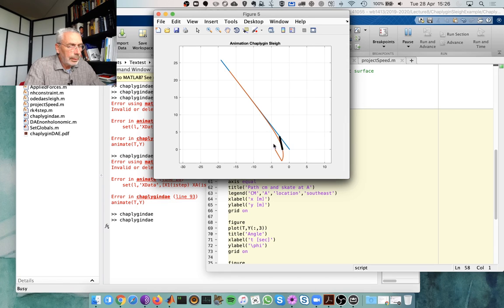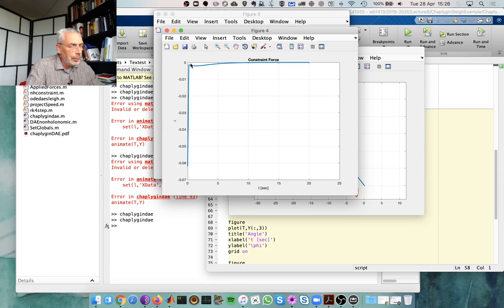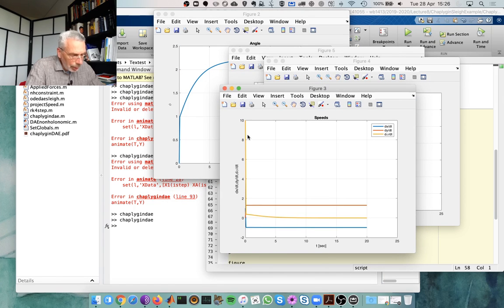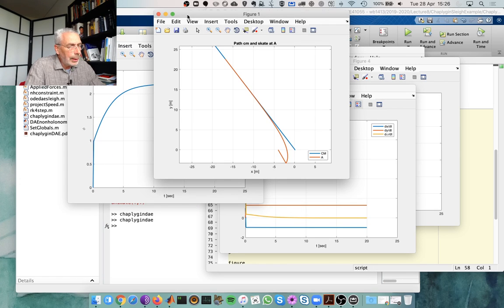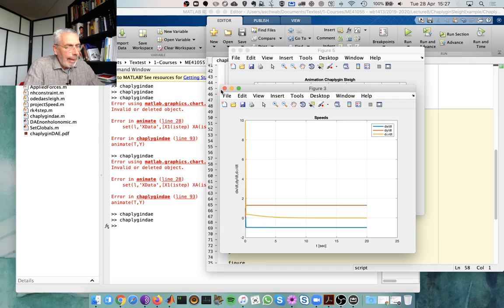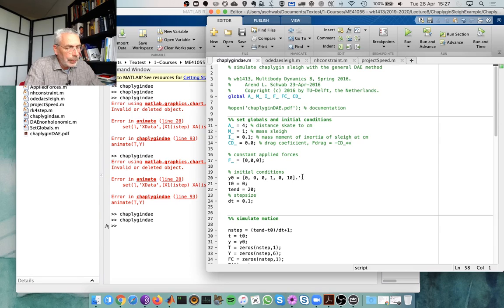Oh! There's a strange initial step in the beginning. And I think I know why. Looking at the figures, we see constraint force making a sharp jump, speeds making sharp jumps, angles making sharp jumps, and I think I know what is going on. I still have 3 minutes, yeah. I think that the initial velocities do not fulfill the constraints. That could be the case, right?